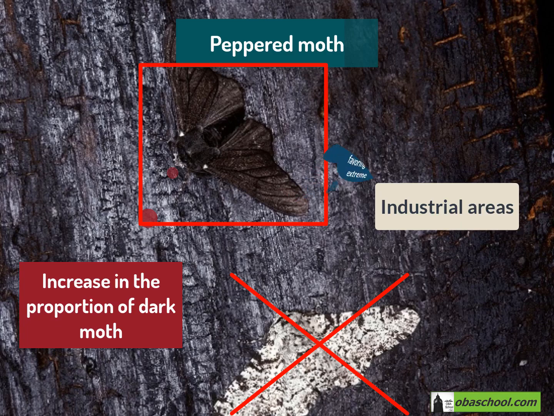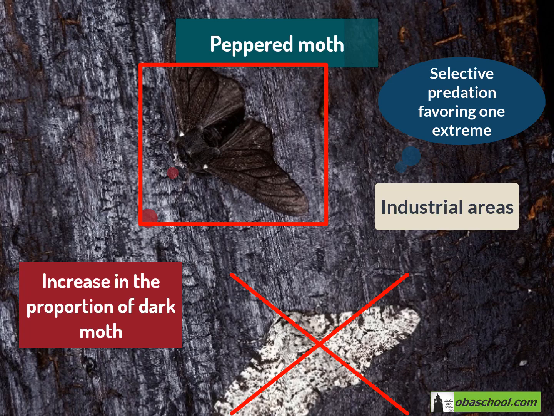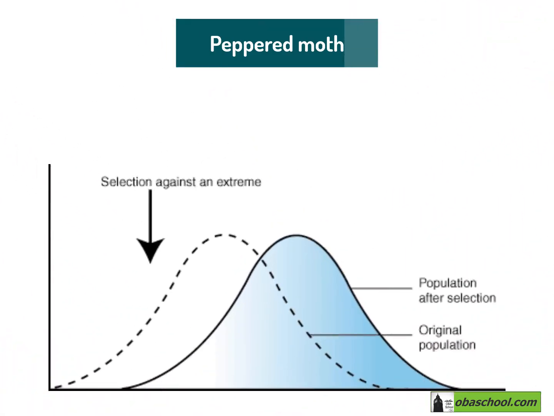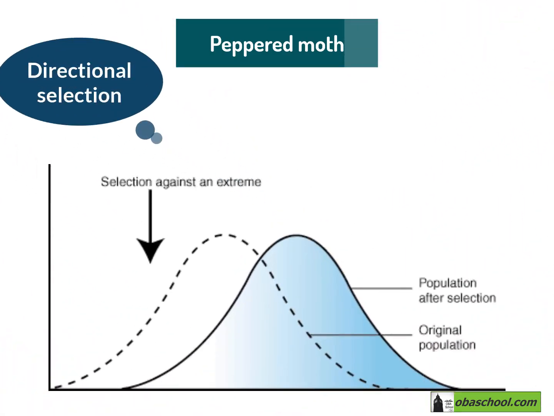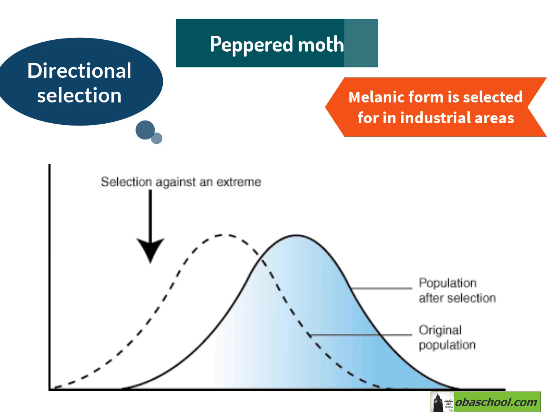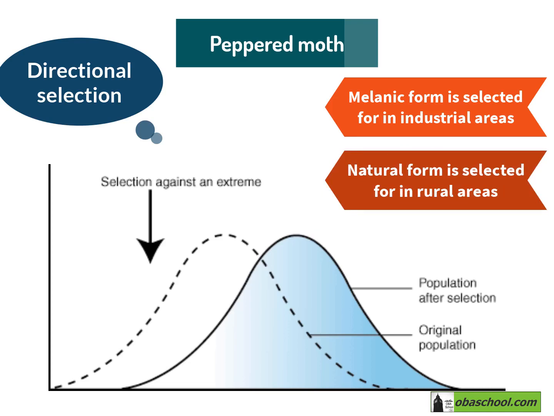And this is an example of selective predation by birds favoring individuals that lie at one extreme or the other of a range of different color types. So it illustrates directional selection of different types in different populations. The melanic form is selected for in industrial areas, while the natural form is selected for in rural areas.